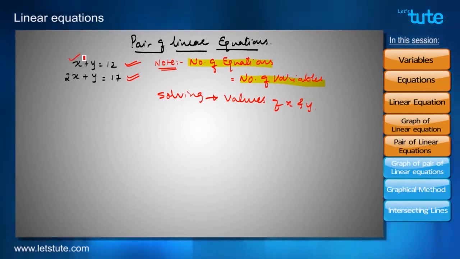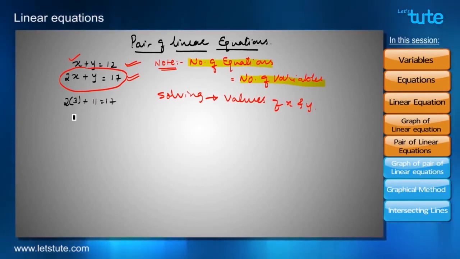We have already seen the graph of x plus y equals 12. Now we have to see the graph for this equation. For that, we require some values for x and y. So let's assume some random values. Let's say if x is 3, then it is multiplied by 2, 2 3s are 6, then y has to be 11, so that total becomes 17.